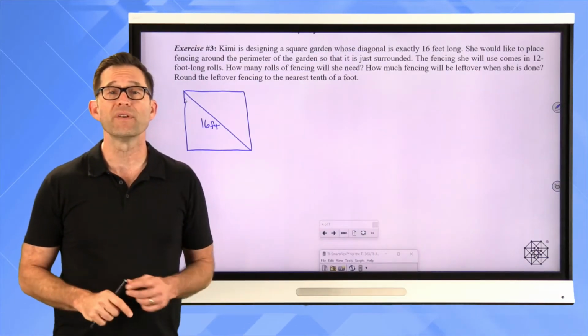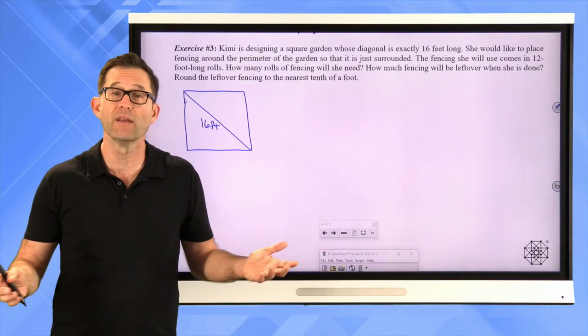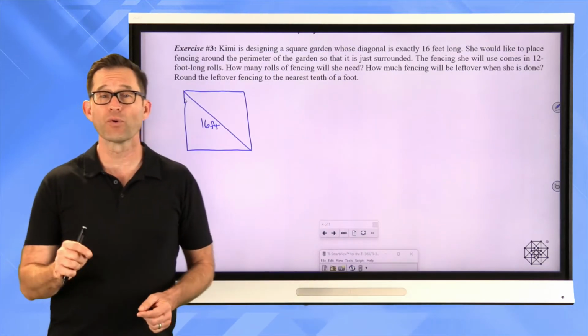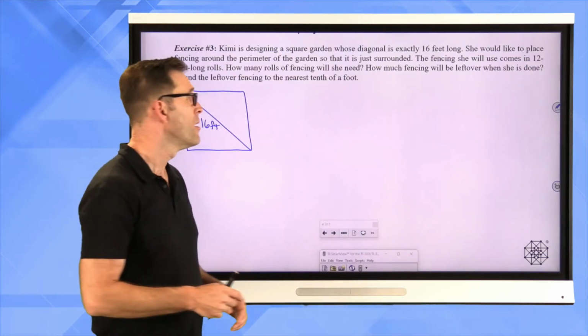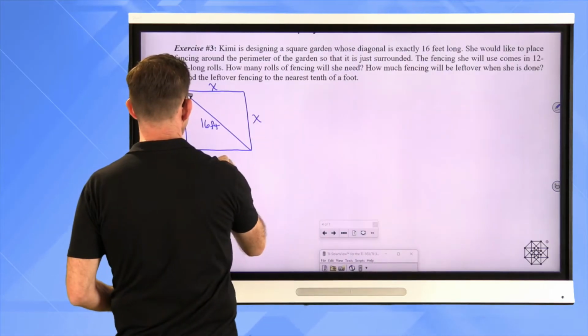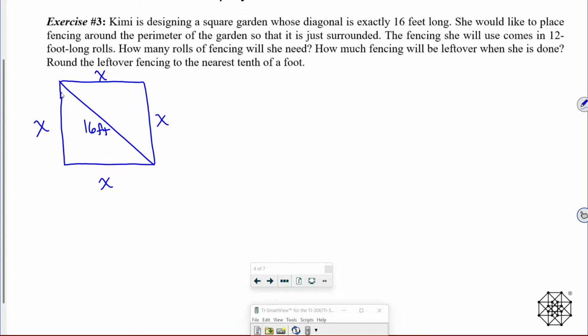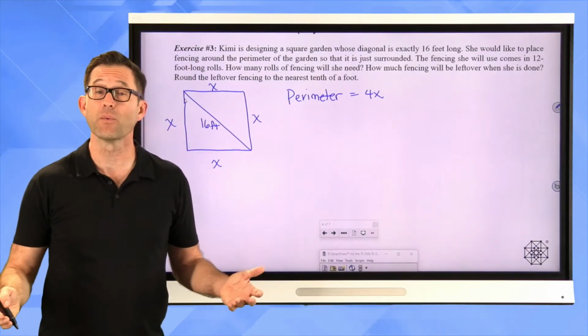Now, it's pretty obvious that what I need to figure out is the perimeter of the square. I need to know the perimeter of the square, which forces me to figure out the side length of a square. Maybe I'll call that x. Just use x, x, x, and x. And I need the perimeter, which is going to be 4 times x. But that also means I have to figure out what x is equal to.